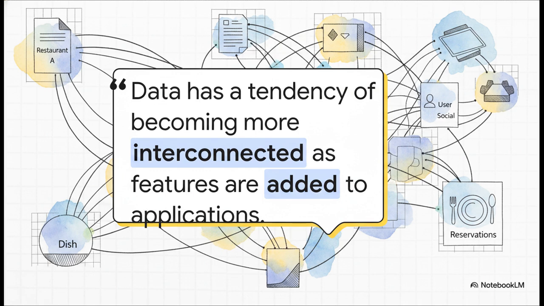It's a foundational truth in system design that as you add features to an application, your data inherently becomes more tangled and interconnected. At first, our restaurant pages were totally self-contained. But pretty soon, users start making reservations across multiple tables. They start leaving reviews that link back to their social profiles and specific dishes. Suddenly, our isolated documents are under some serious strain.